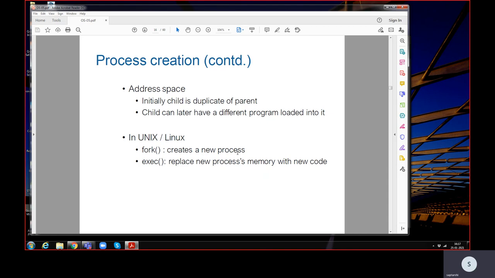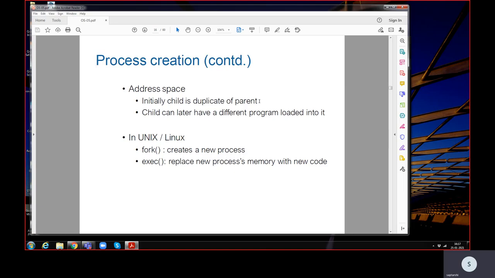When this happens, so when a parent creates a child, initially the child is an exact duplicate of the parent. Please remember that a parent has an entry in the memory. We discussed that: code segment, data segment, stack, heap, right? The child will also have an exact duplicate entry in the memory, a duplicate of its parent's address space. So right after creation of a child, there is no difference between a child and a parent, except for one: the process ID is different. Child and parent are two different processes. But apart from that, the child is an exact duplicate of the parent.